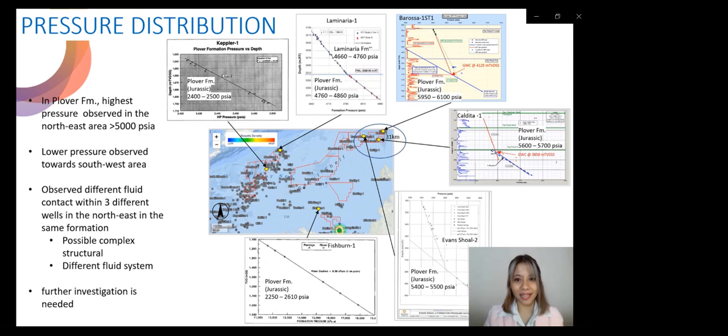From this pressure plot collected, an interesting thing to observe is that there are different fluid contacts in different wells in the northeast within the same formation. For example, in Barossa 1 sidetrack 1, the gas water contact is observed at 4,100 meter TVDSS, whereas the gas water contact in Caldita 1 well is shallower, which is approximately 3,800 meter TVDSS. This shows some indication of possible complex structure and also different fluid system which needs to be further investigated.